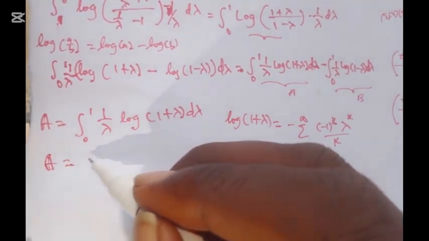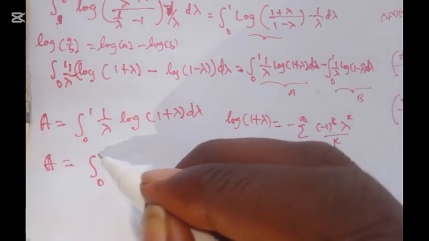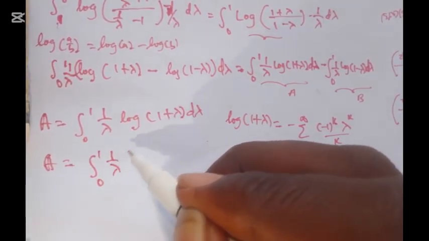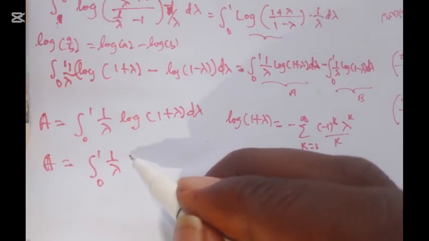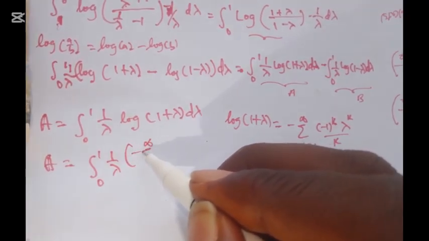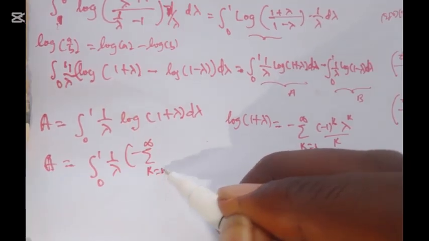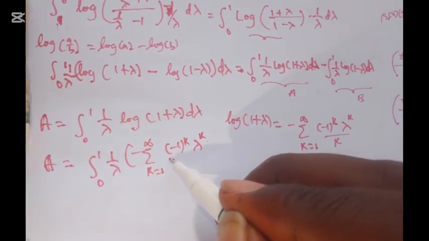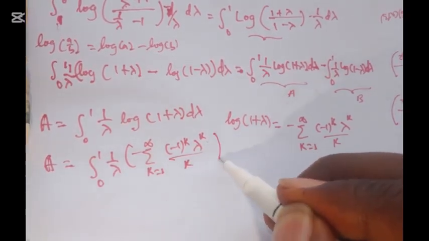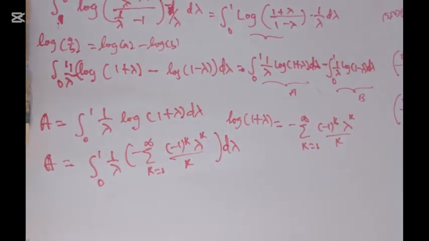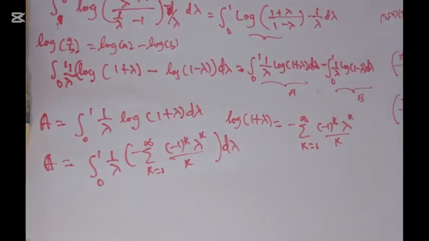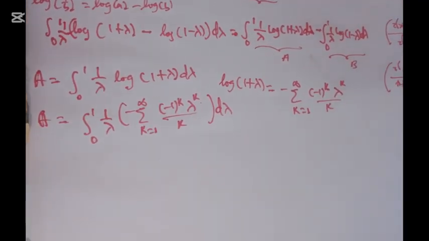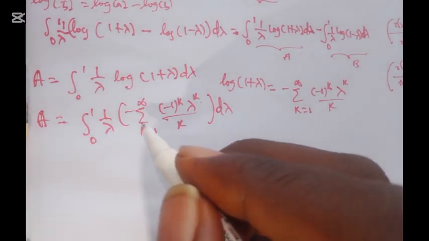So we have A equal to the integral from 0 to 1 of 1 over λ. So instead of writing log(1 + λ), I'm going to write negative sum of k from 1 to infinity of (-1)^k λ^k over k, then dλ. Yeah, this is actually cool. Now, according to the Frobenius rule, we can bring out the summation sign with a negative sign there.